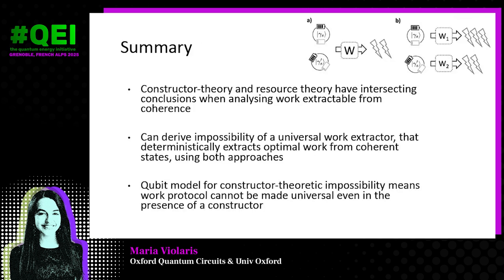And just to summarize quickly, the idea is that constructor theory and resource theory are different approaches, and they have this intersecting conclusion with the impossibility of a universal work extractor. So it's a nice case study for comparing them. We can derive this impossibility of a universal work extractor in different ways using these approaches. And there's also this connection with the qubit model for a constructor that doesn't work, to also connect with this impossibility of the protocol becoming universal.